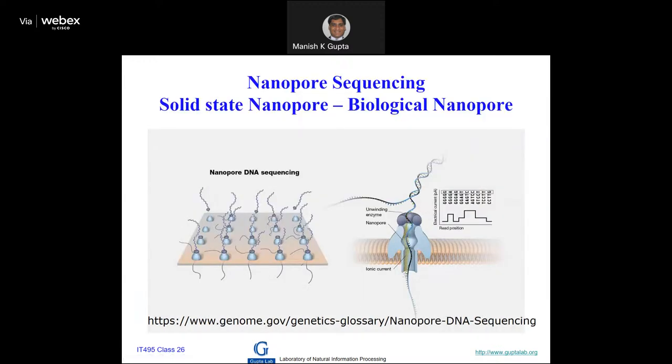So as I mentioned, there are two versions of it: solid state nanopore and biological nanopore. I am not going into any more details on how the biological nanopore works. We would need to look at the chemistry of it, or the solid state nanopore. But I think you got an idea. So these are the nanopores in this device, right? And then reading is done actually.